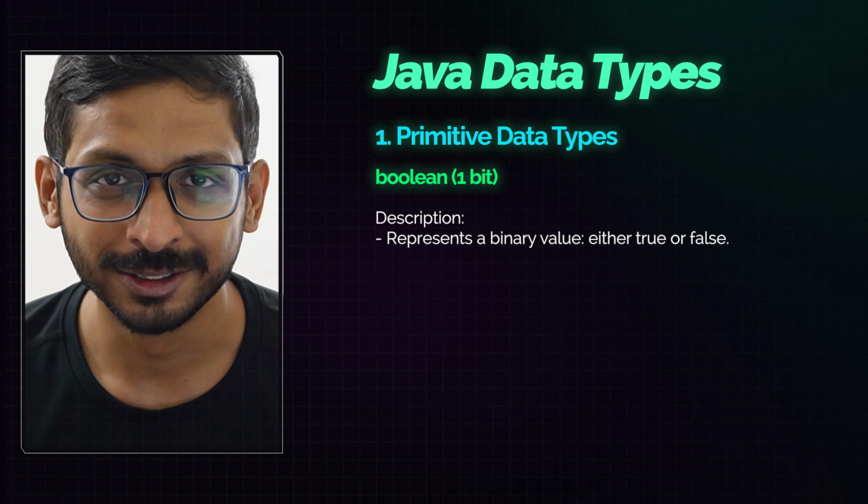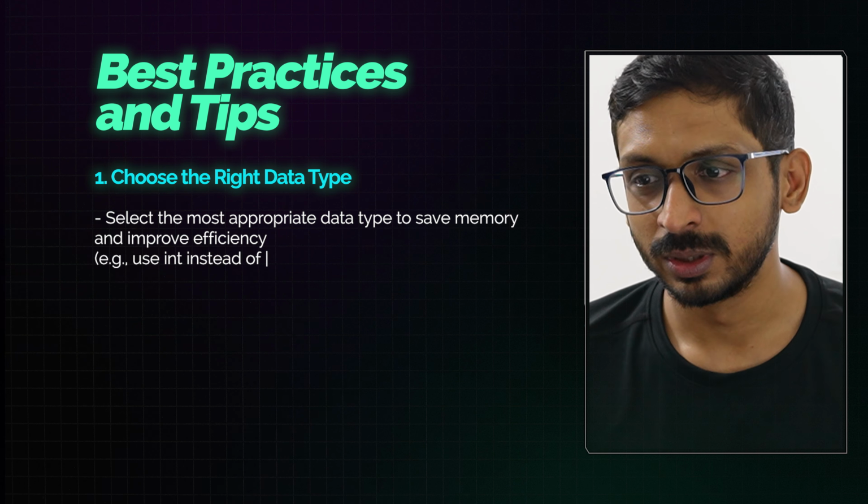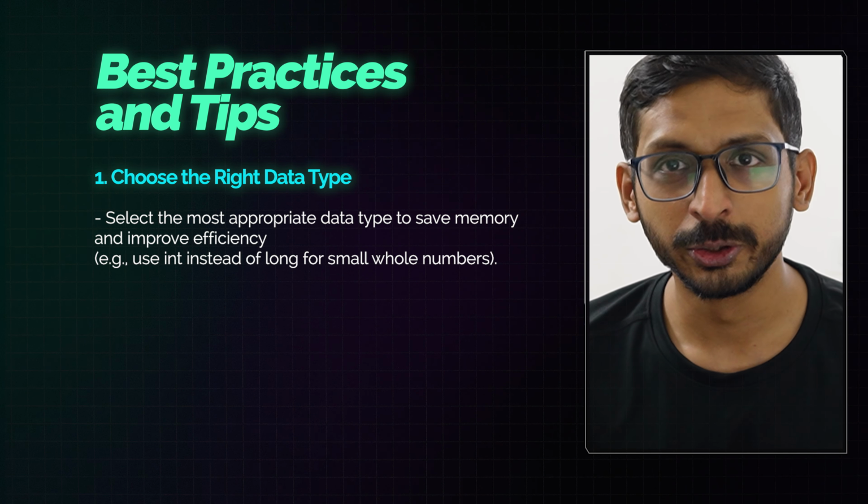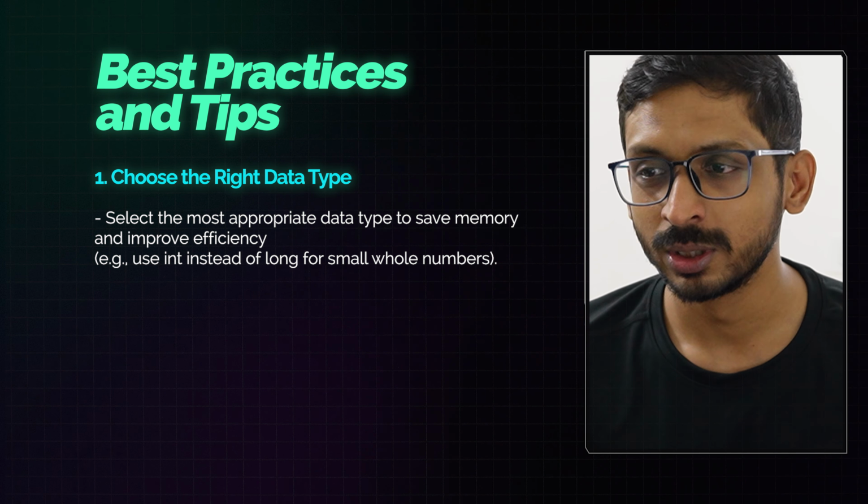Always choose the right data type for your problem statement. For example, use integer instead of long when you're only going to deal with a smaller range of numbers. It's more efficient and it also saves memory. Always avoid mixing data types. That is, be careful when combining different types in operations. Adding an integer to a double might seem harmless, but it can lead to precision issues and unexpected results.